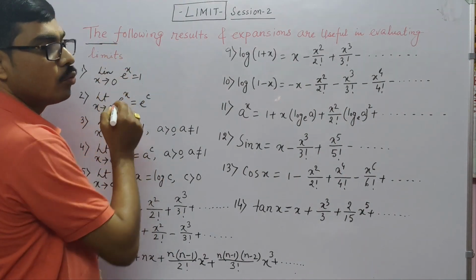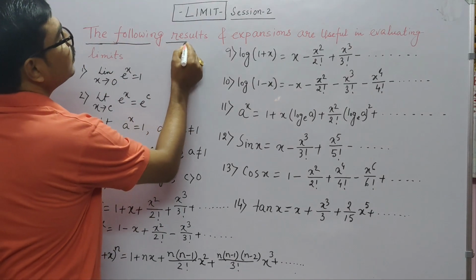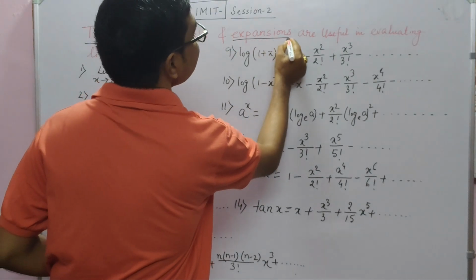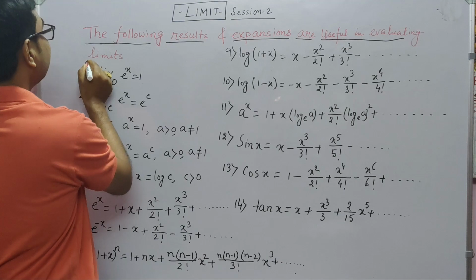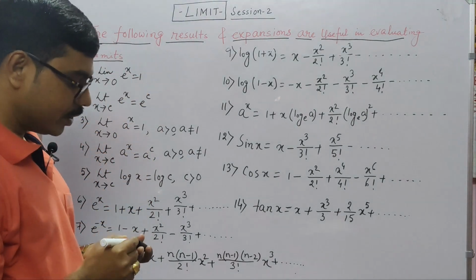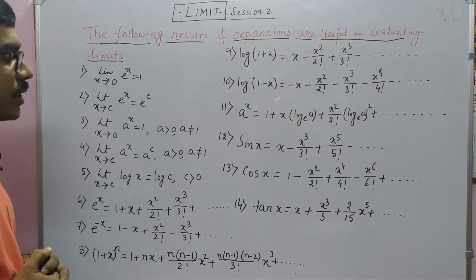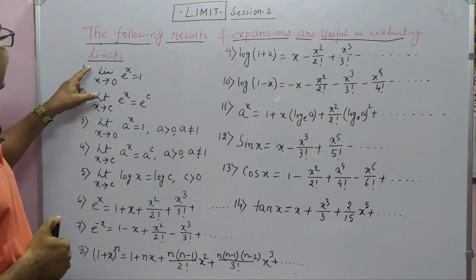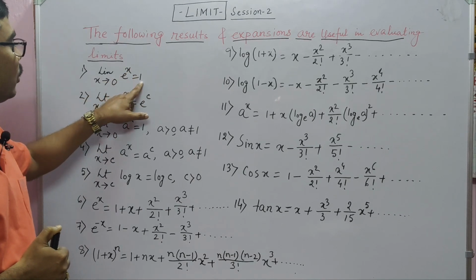এখন লিমিট সেশন 2 এর জন্য আমাদের কিছু রেজাল্ট এবং এক্সপানশন মনে রাখতে হয়। The following results and expansions are useful in evaluating limits. লিমিটস বের করার জন্য আমাদের কিছু রেজাল্ট এবং এক্সপ্রেশন মনে রাখো। Limit x tends to 0, e to the power x equal to 1.